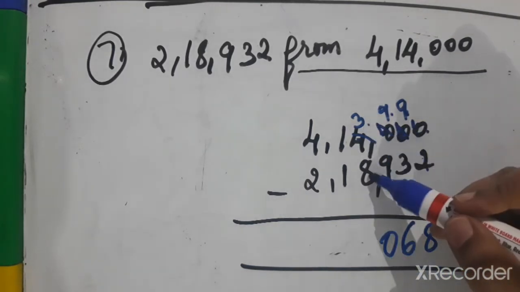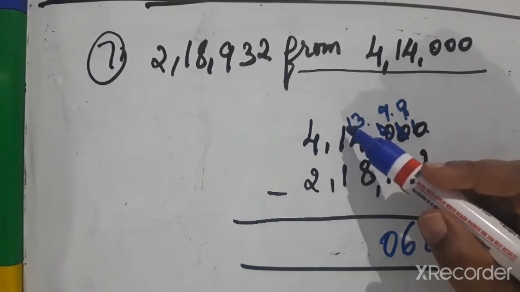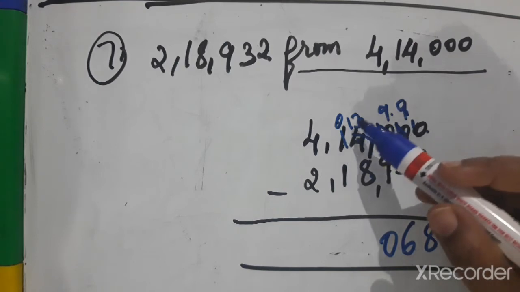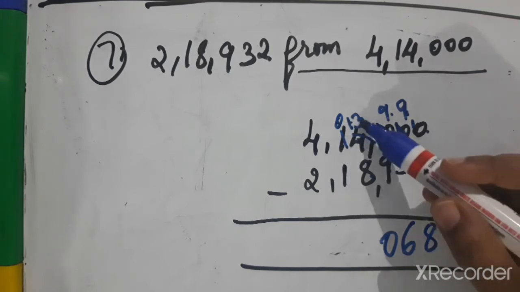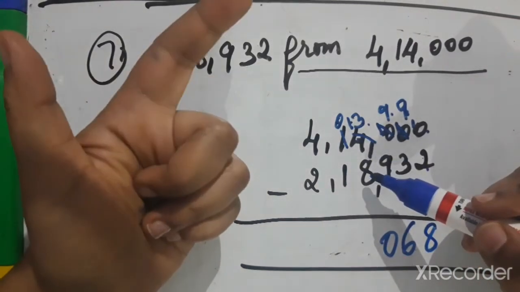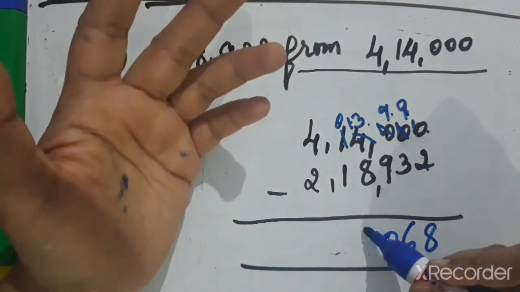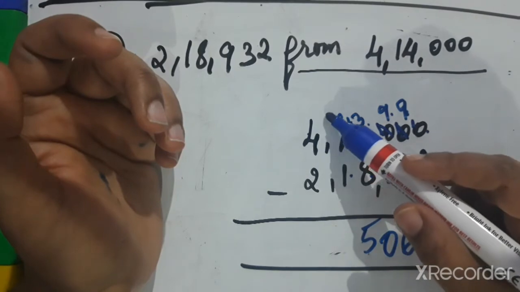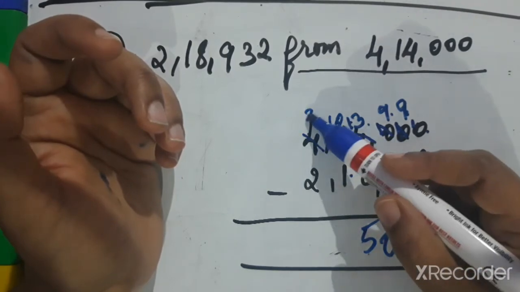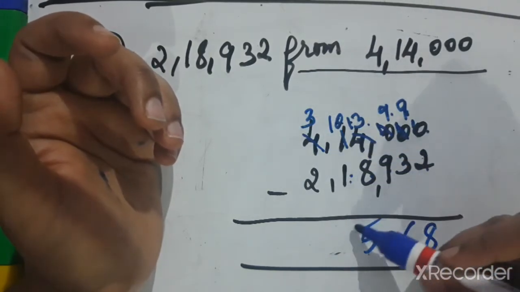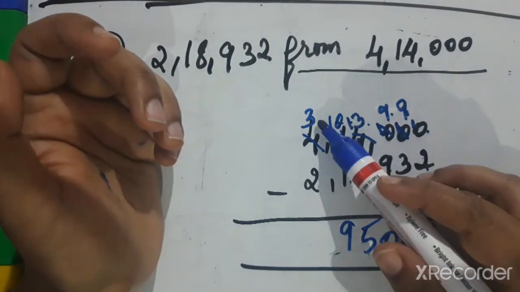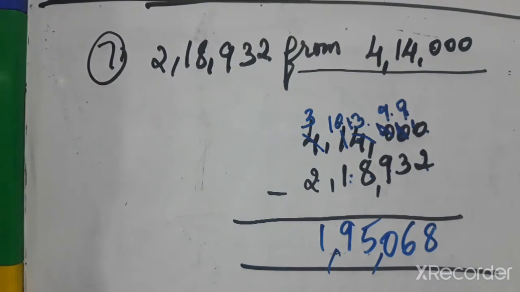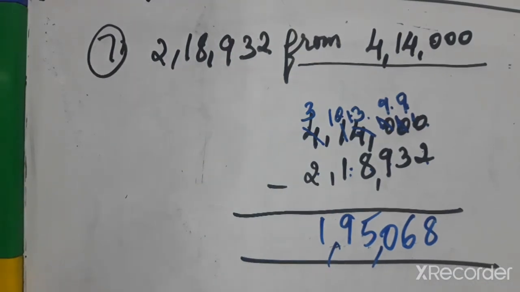3 minus 8 we can't subtract, borrow 1 from the next number. So here 1 will become 0 and here 13. 13 minus 8 means 9, 10, 11, 12, 13: 5. Now 0 minus 1 we can't subtract, borrow 1 from the next number. So here 10 and this will become 3. 10 minus 1 is 9. Now 3 minus 2 is 1. Answer is 1,95,068.